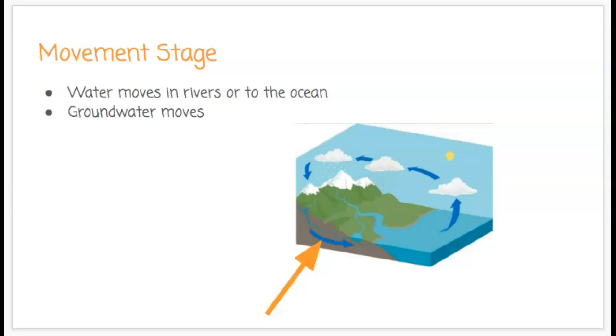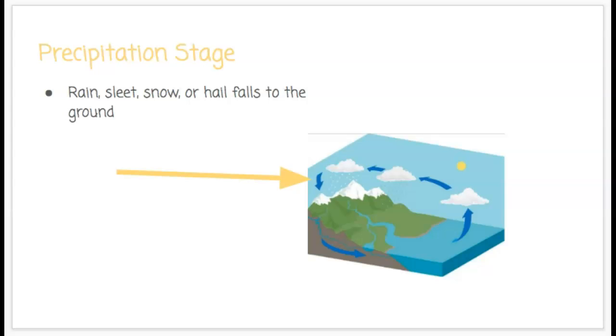Then the movement stage. Water moves in rivers or to the ocean, and this is where groundwater moves. So if you take a look here, this aquifer and these streams down here are moving into the ocean, so movement. Then we have precipitation. Rain, snow, sleet, or hail falls to the ground. As you can see here, here is some snow falling to the ground on the top of these mountains. We call those the ice caps or snow caps on mountains.